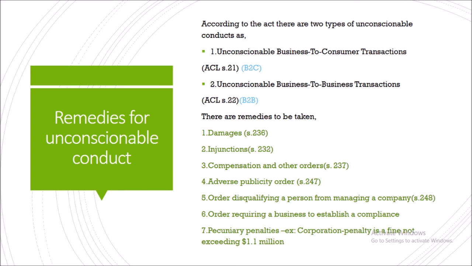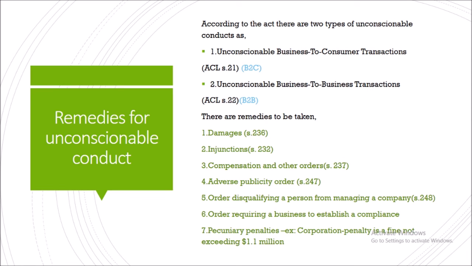So there are remedies to be taken over these sort of unconscionable conducts, known as damages, right? The deceived party can claim damages, and also injunctions, and ask for compensation and other orders, which are sufficient with the grounds of occurrences, and adverse publicity orders, right? Especially these things are happening from business to business, where the businesses are trying to, in some sort of advertisement scenarios, you can see these adverse publicity orders, and an order disqualifying a person from managing a company, right?